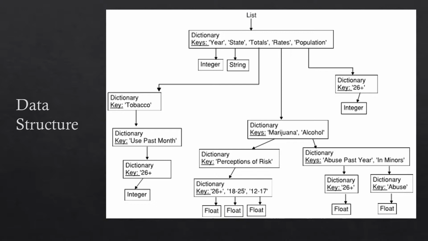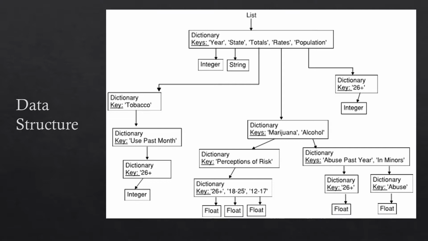So this is a really big data set, and I realized that a map for this whole data set probably wouldn't fit on a screen, so I decided to just show the properties that I used in my questions. So each report contains a dictionary with 5 keys: year, state, totals, rates, and population. Year is an integer value, and state is a string value.